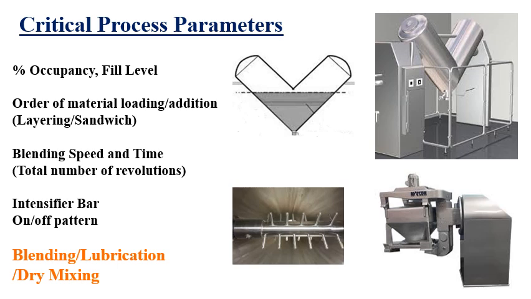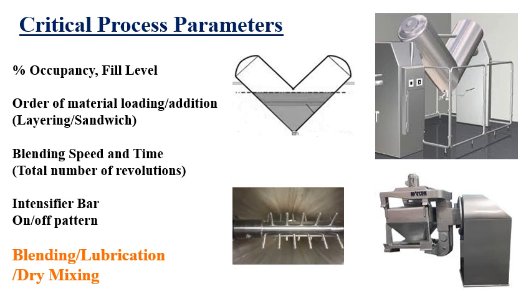Then another one is the blending speed and time. So as we understand, percent occupancy fill level and order of material loading are the procedures or the process which we can control, and they are process parameters. But the main process parameter is the blending speed and blending time. We can also say that the total number of revolutions is the most important critical process parameter for blending and lubrication.